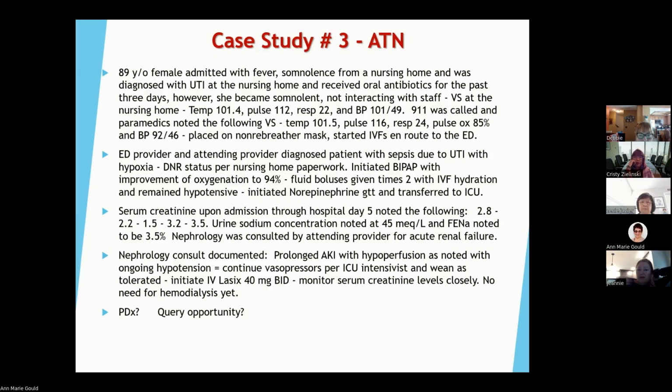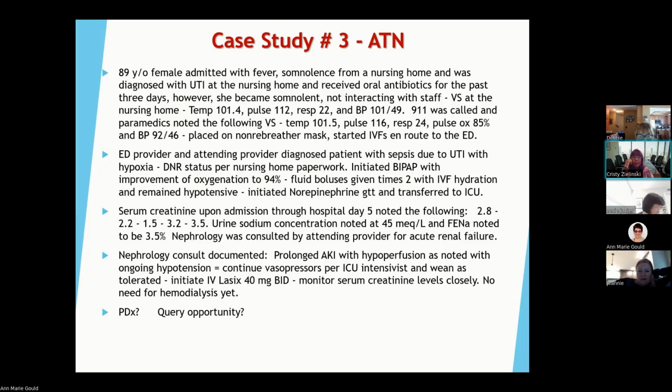Okay, number 3. It's an 89-year-old female admitted with fever and somnolence from a nursing home. She was diagnosed with UTI at the nursing home and received oral antibiotics for the past 3 days. However, she became somnolent, not interacting with staff. Vital signs: 101.4, pulse 112, respiration 22, and BP 101 over 49.